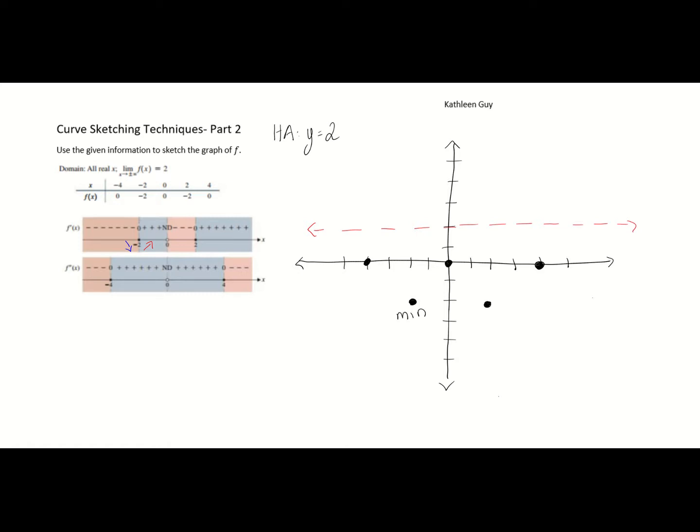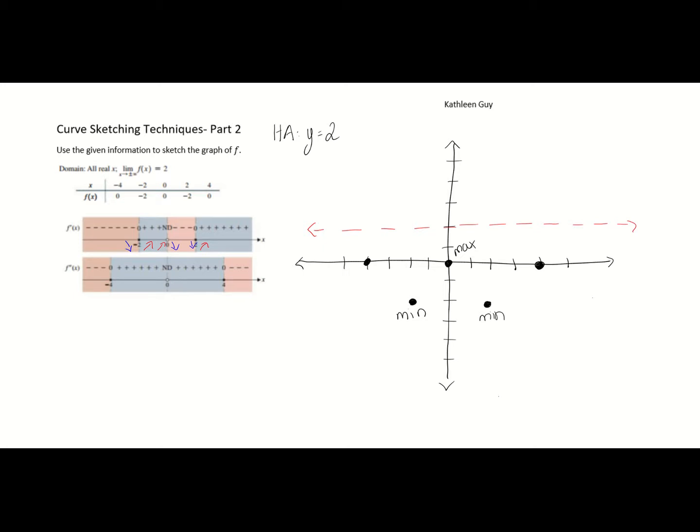At 0, on the right, I am increasing, and on the left, I'm decreasing. That will make 0 a max. And at 2, on the left, I'm decreasing. On the right, I'm increasing, which will make 2 a min. Okay, so I know I have to change direction when I get to the min and the max. Then let me take a look at my second derivative.